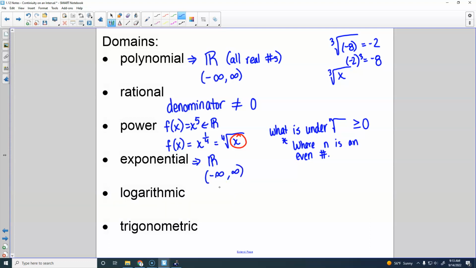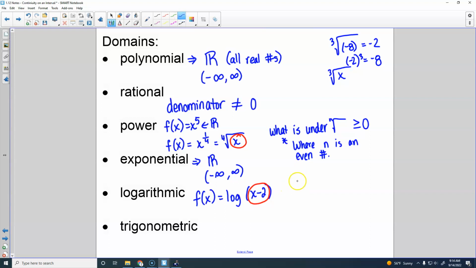What about logs? Anybody remember the restrictions on logs? So like if I have f of x equals log of x minus 2. They do have vertical asymptotes. How do I know where that vertical asymptote is going to be? It'll be at 2, because whatever is inside of the log here has to be greater than 0. It cannot equal 0 because you got a vertical asymptote there. It's not actually hitting that line, right?